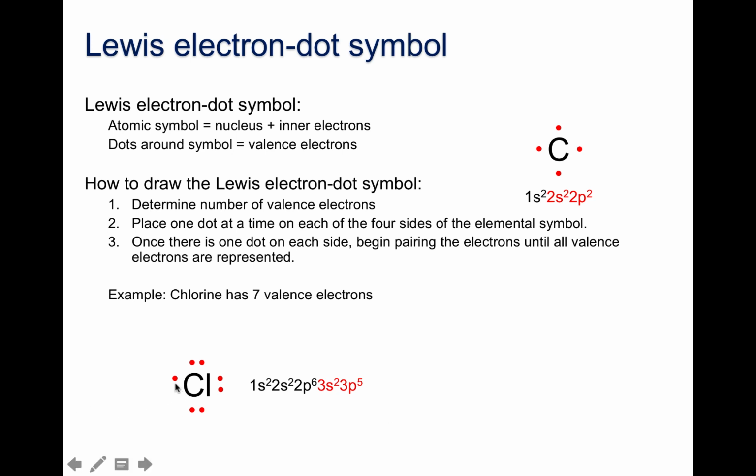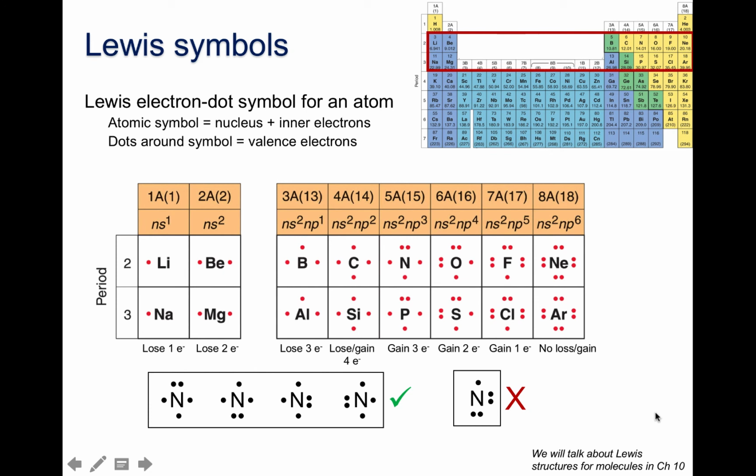Some of you may wonder, does it matter which side the single dot is on? And no, it does not, as long as 3 of the sides have a pair of electrons and 1 of the sides has an unpaired electron. And so here are the Lewis dot symbols for elements in periods 2 and 3, and just the main group elements. In group 1A, we have elements that have 1 valence electron, so there's 1 dot. In 2A, there's 2 valence electrons, so there's 2 dots. And you move all the way across until you get to the noble gases, which have 8 valence electrons, and there'll be a pair of electrons on each side.